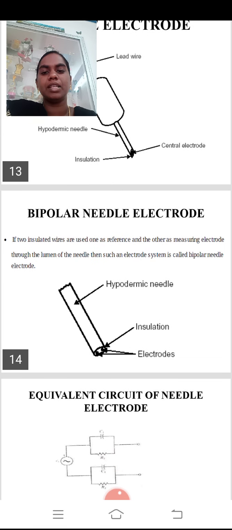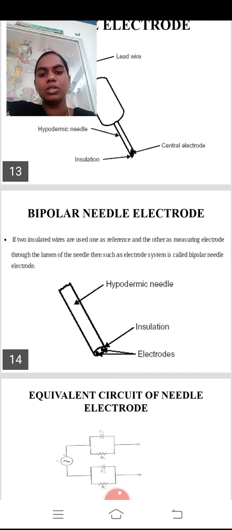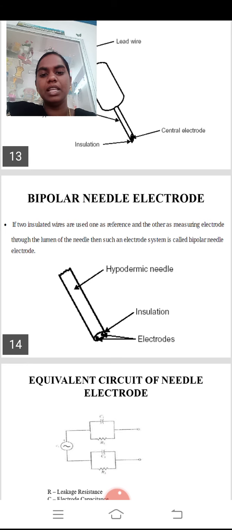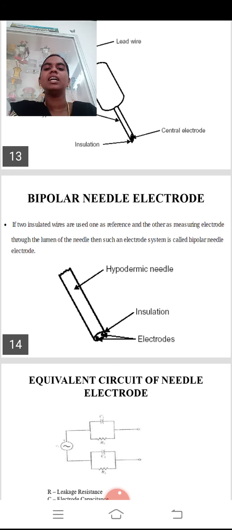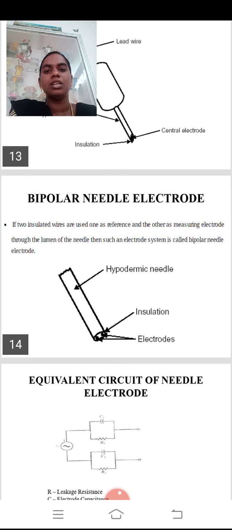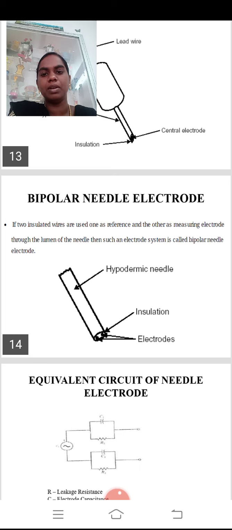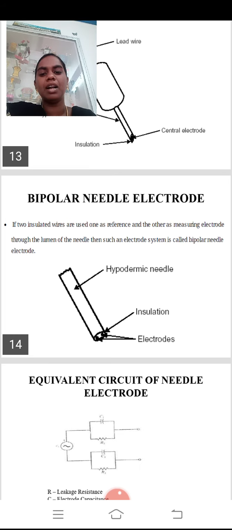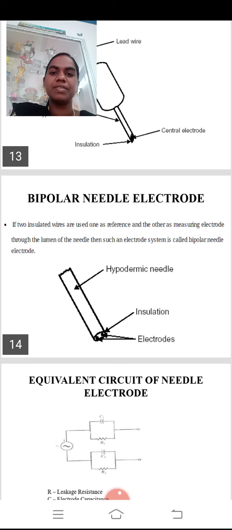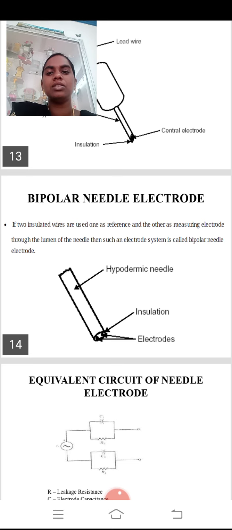Different types of needle electrode are also available, but we are going to study only the bipolar needle electrode. If two insulated wires are used, one as a reference and the other as a measuring electrode through the lumen of the needle, then such an electrode system is called a bipolar needle electrode system. In the bipolar needle electrode system, two such electrodes are available. One is inserted into our body, and another one is for reference. In the bottom side we have two leads. One is inserted into our body, another one gives a reference signal.